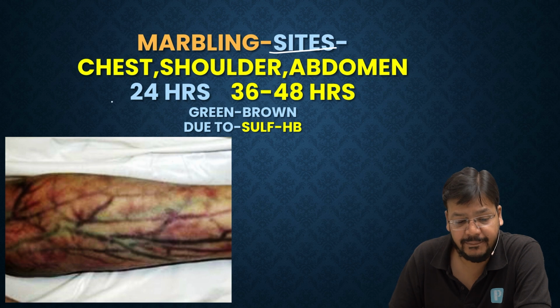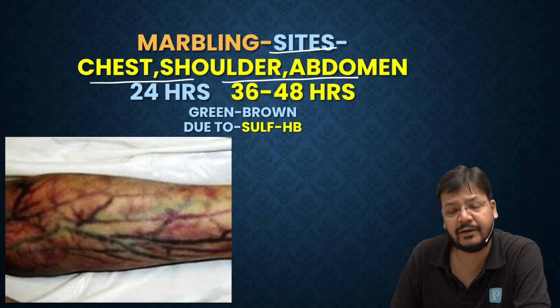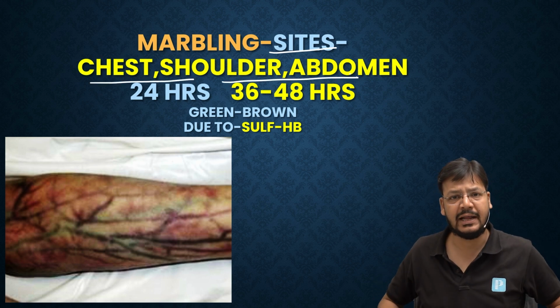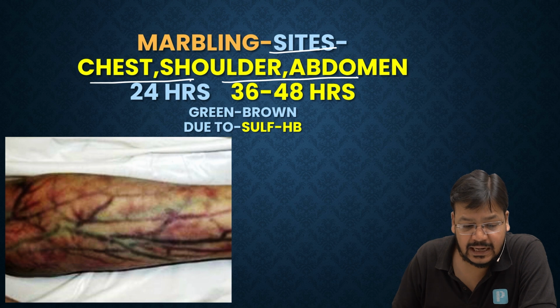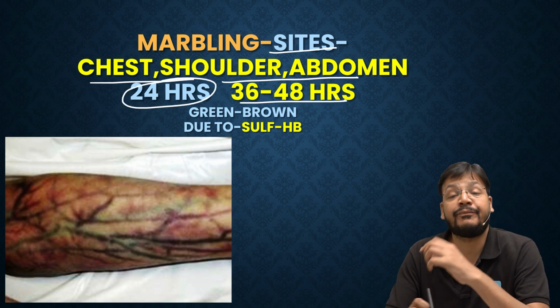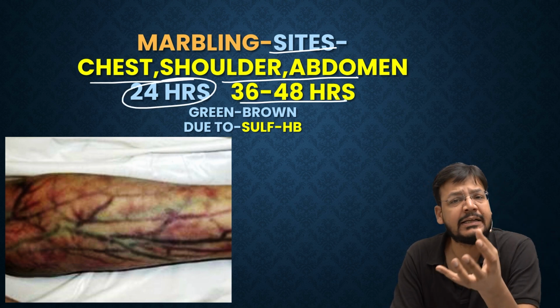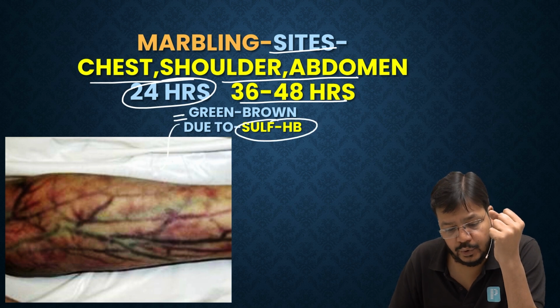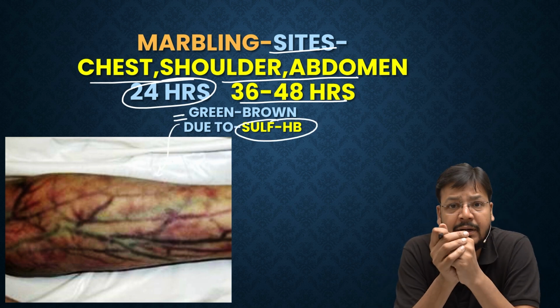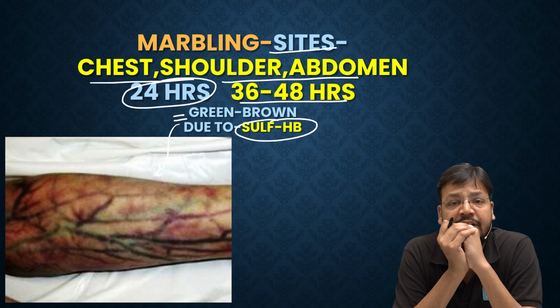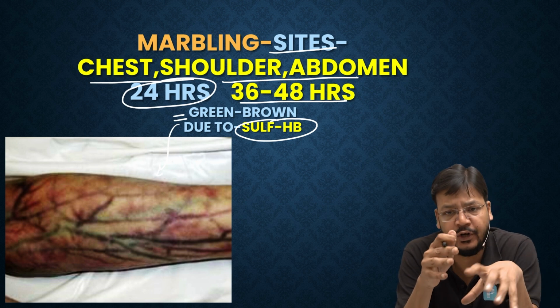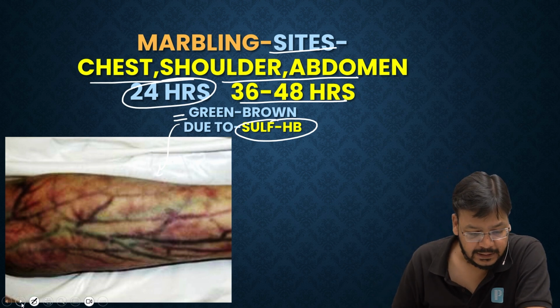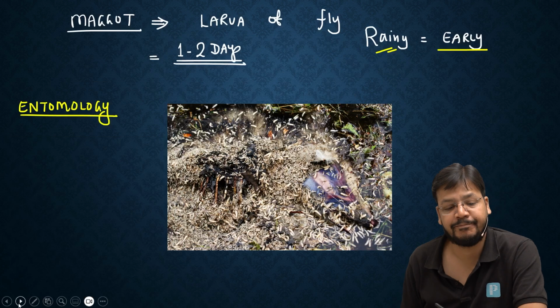This is marbling. The sites of marbling are the chest, shoulder and abdomen. It starts in 24 hours, and friends, it completes in 36 to 48 hours. It is greenish brown in color due to sulfhemoglobin. This question comes in the exam. This phenomenon is marbling.